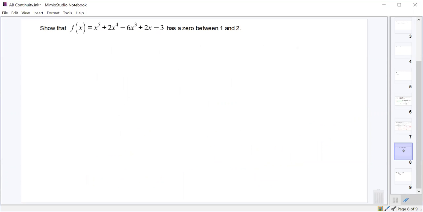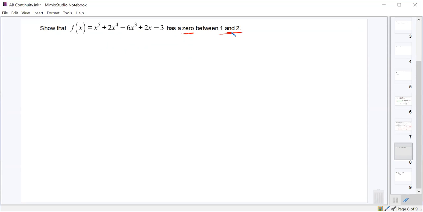Any thoughts? Would we set the function equal to 0? Well, we want to show that it does have a 0 between there, but setting it equal to 0, that's a tough equation to solve, wouldn't you say? I think that's a tough one to solve without graphing, and I don't want to have to graph it. I just want to know that there is one. I'm not concerned what it is. I just want to know that there is a root, or that there is a 0 between 1 and 2.